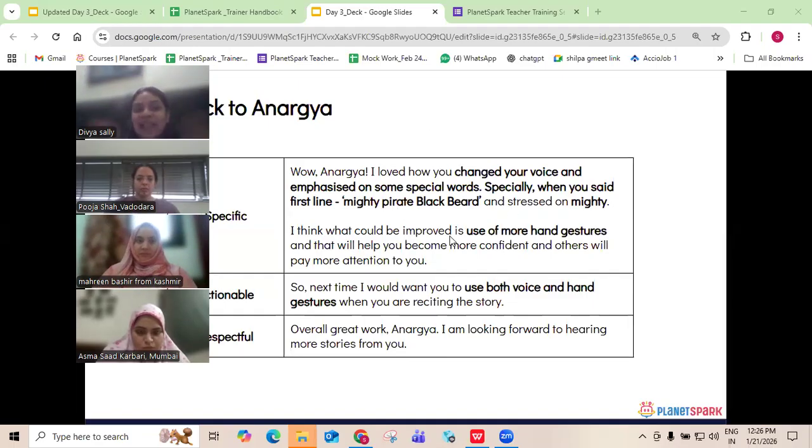Wow, Anargya, I loved how you changed your voice, with emphasis on your special words. When you said the first line, mighty pirate Blackbeard, and stressed on mighty, I think what could be improved is, use more hand gestures.